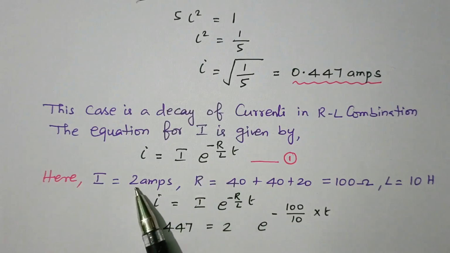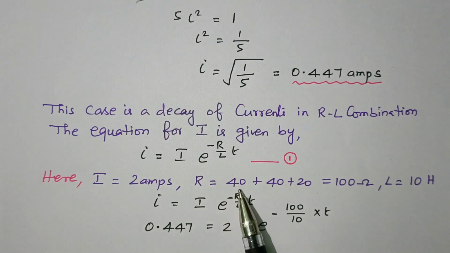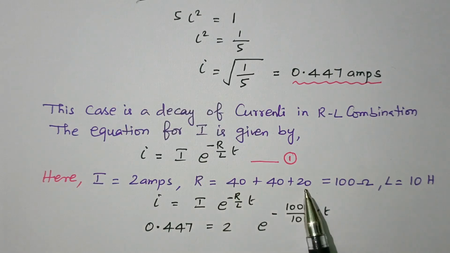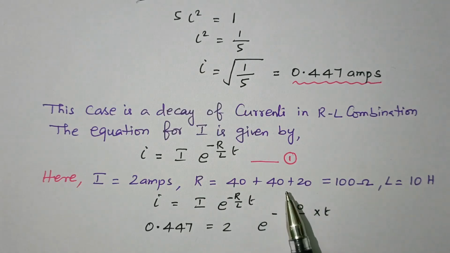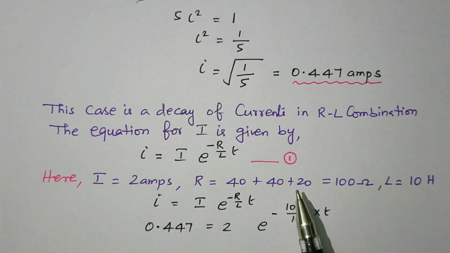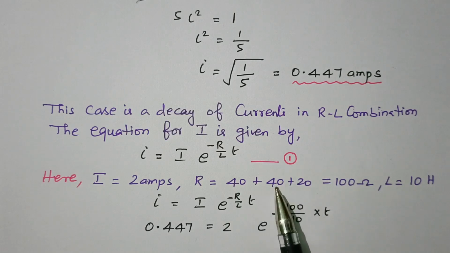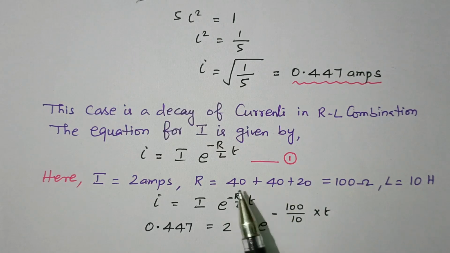So here I is 2 amperes. R is nothing but 40 plus 40 plus 20 equal to 100 ohm. Right? This 40 plus 40 is given in the problem itself. This 20 ohm is already given. 40 ohm is the resistance of the coil. This 40 is nothing but the RD value. So we need the RD value available in the second case. We are using it for the third case also.